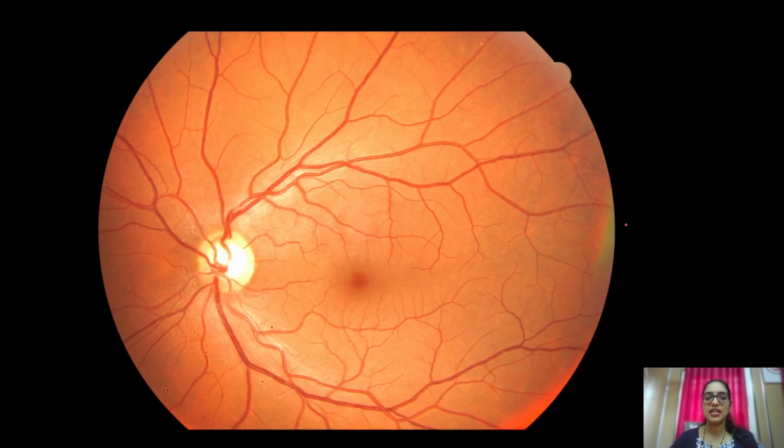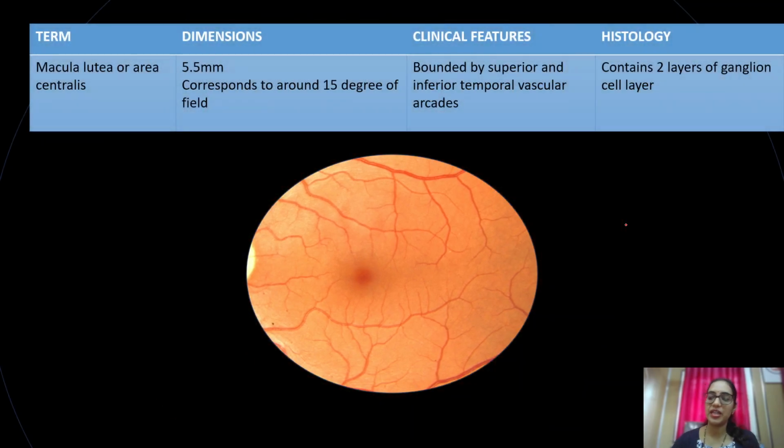So let's understand the parts of macula. Macula or area centralis or posterior pole all mean the same. This is the area that is bounded by the superior and inferior temporal vascular arcades, and the area is around 5.5 millimeters in diameter and corresponds to the central 15 degrees of the visual field. Histologically, it contains a dense network of 2 layers of ganglion cell layer.